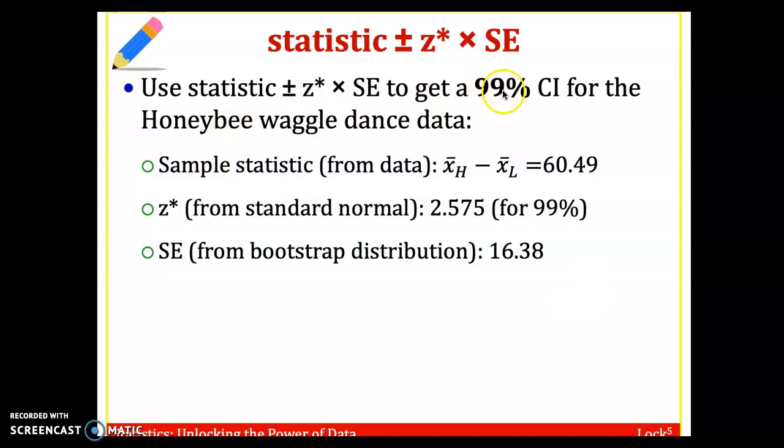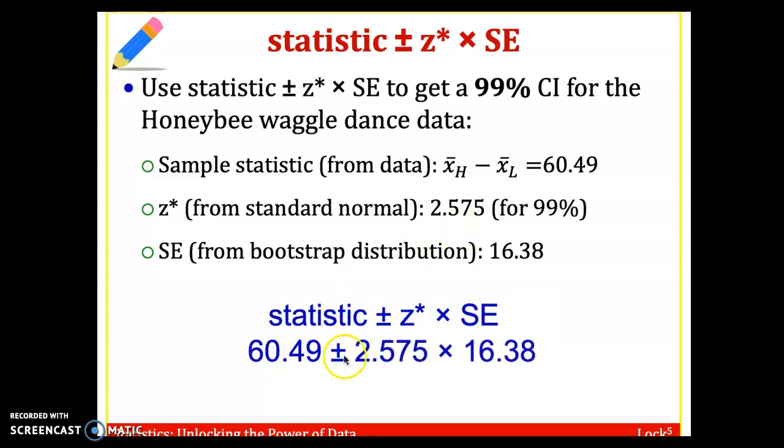So if I want to create a 99% confidence interval, this setup is still the same for those honeybee waggle dance. We have a sample statistic. We have a new Z star, 2.576, and the standard error is 16.38. So here, take the formula: statistic plus or minus Z star times the standard error. We're going to take the statistic, 60.49, and then add and subtract 2.576 times 16.38. Throw this in the calculator. You get 18.31 to 102.67.